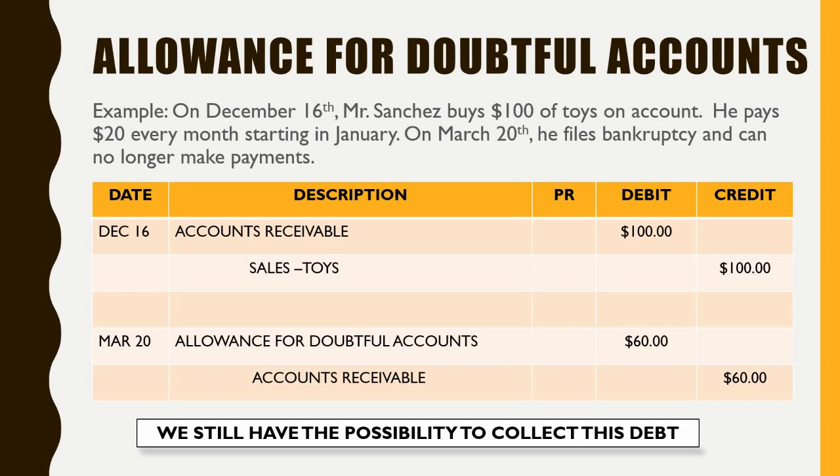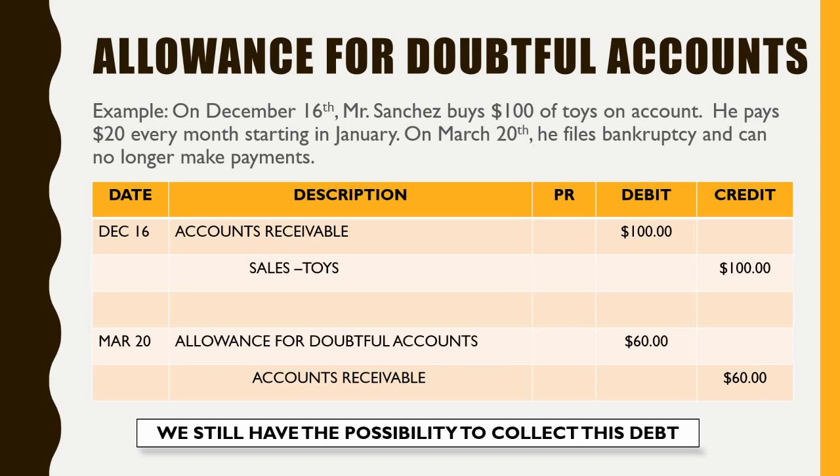And so then on March 20th, he files for bankruptcy, and the debt collector lets you know that he can no longer make his payments anymore. So here's a few things we have to recognize. First off, in December, we allowed him to owe us on an account.